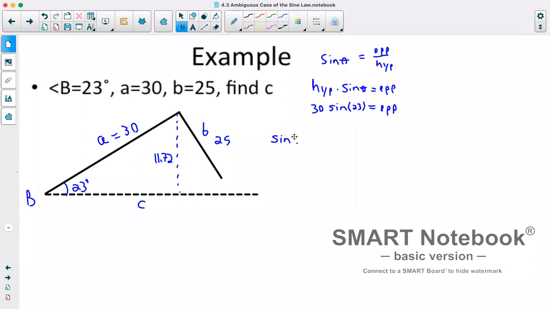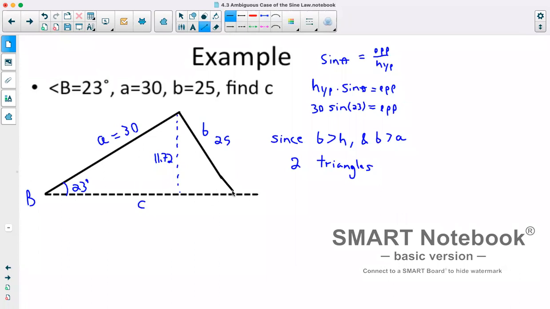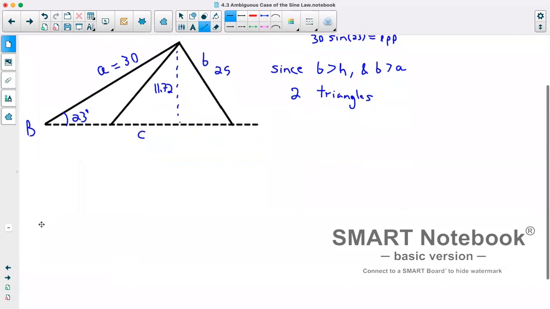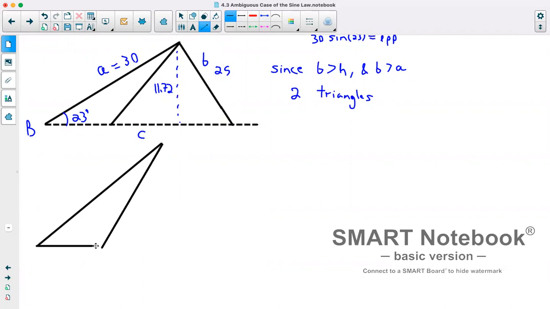So since our B is larger than our H and our B is less than our A, we have two triangles. So that means that this one will continue this way, or that same distance can angle back this way. So we need to draw out each of those triangles separately so then we can solve them. So we have one triangle that angles back on itself, and we also have the triangle that extends out.